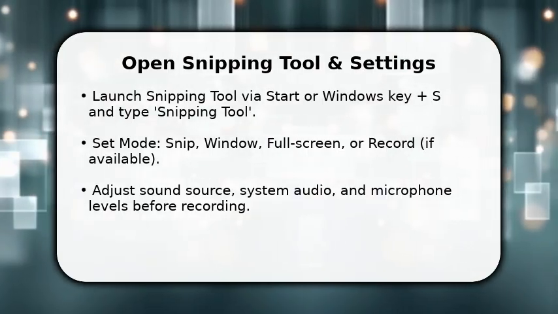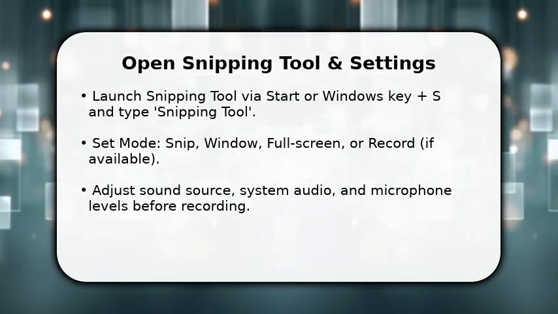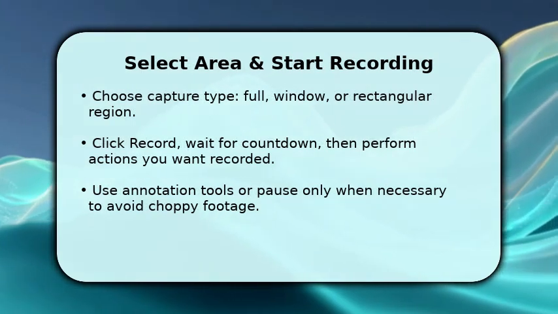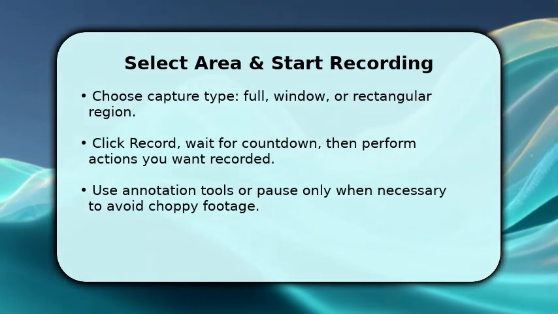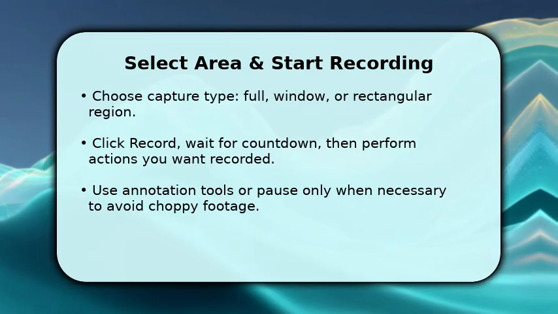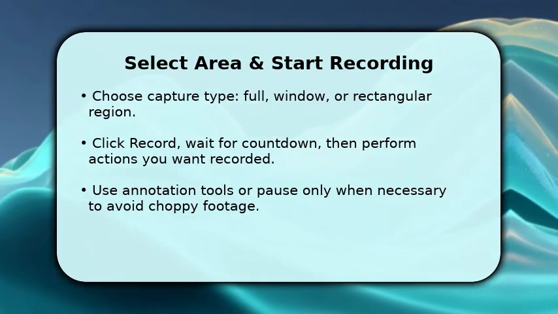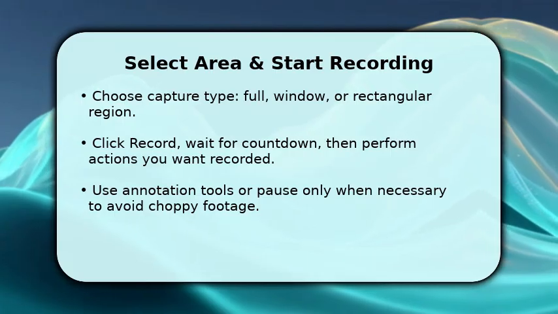You now select the exact area to record and confirm any annotations you'll use. Choosing the right capture type avoids wasted editing time. Click Record and watch the brief countdown. That buffer ensures you're ready and reduces dead space at the clip start.